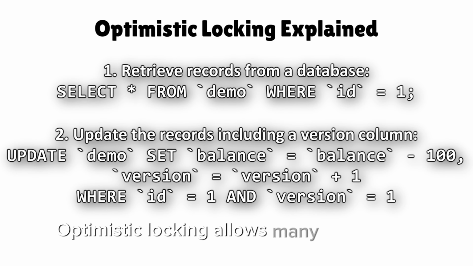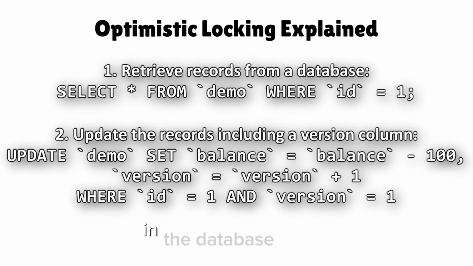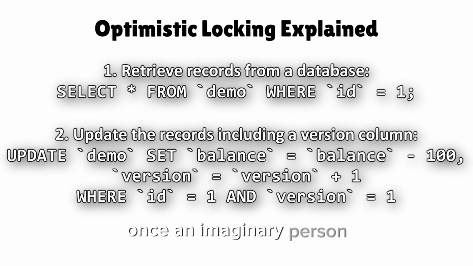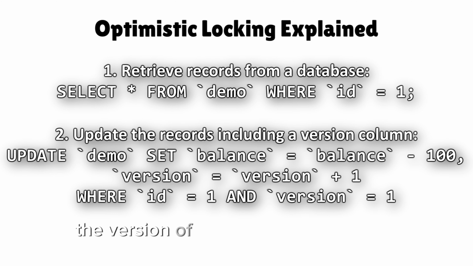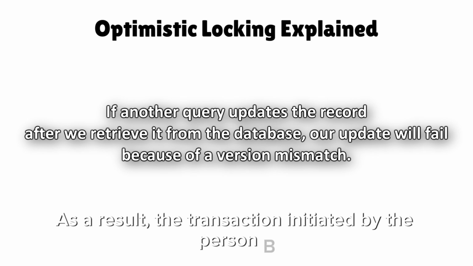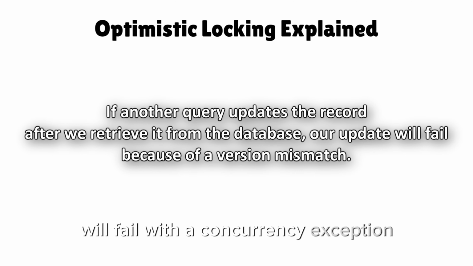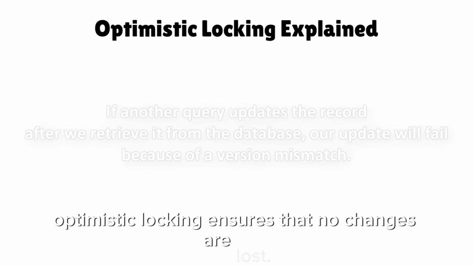Optimistic locking allows many developers or users to work on things concerning the database concurrently and issues a version towards each transaction in the database. Then, once an imaginary person B tries to commit his changes to data, the database notices that the version of the record has changed because of the actions initiated by person A and aborts the transaction. As a result, the transaction initiated by person B will fail with a concurrency exception and it will have to be launched again. Thus, optimistic locking ensures that no changes are lost.